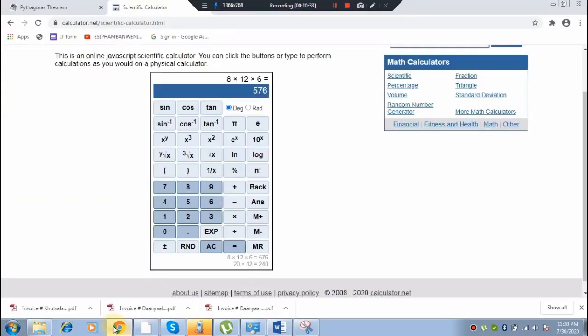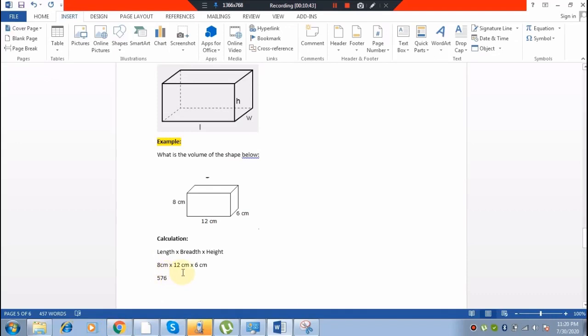Yes, 576 cubic centimeters. Remember, guys, don't forget to put this symbol. If it's liters, it's cubic liters. If it's inches, cubic inches. If it is meters, it is in cubic meters. So guys, don't forget to put this symbol. It's all going to depend on how your question is given, or what unit you are calculating.